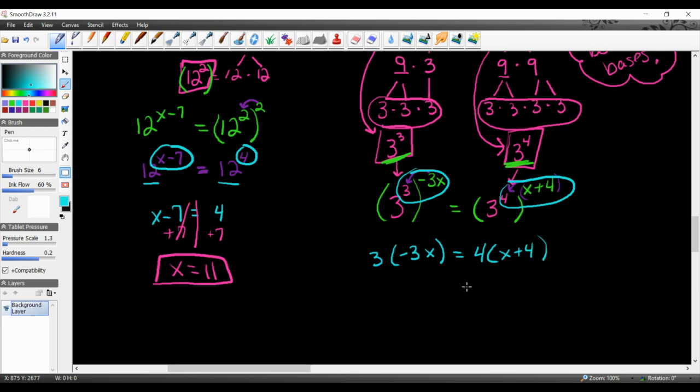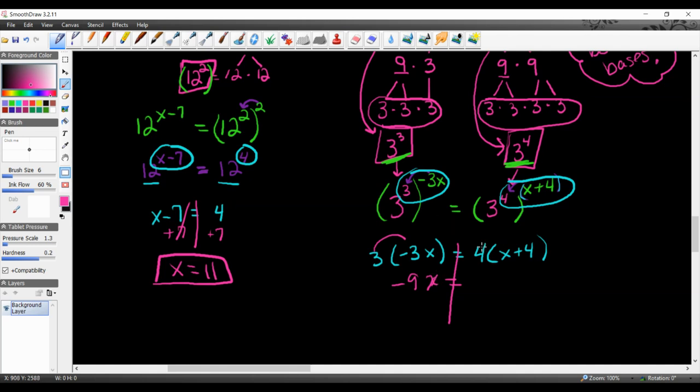So if you would like, you can also skip a step. You see, I skipped this one. I rewrote it and then I solved. This one, because I saw that there were multiple terms, I thought it might be easier just to go right into the equation. Okay, so this is equal to this and we solve. So let's go ahead and solve this now. Let's work on this side first. So 3 times negative 3 is negative 9x.